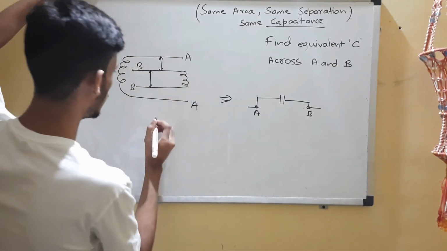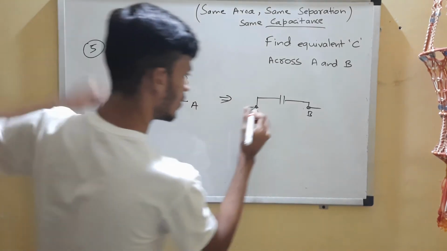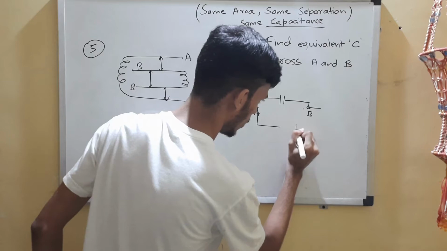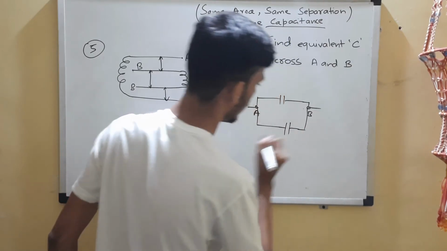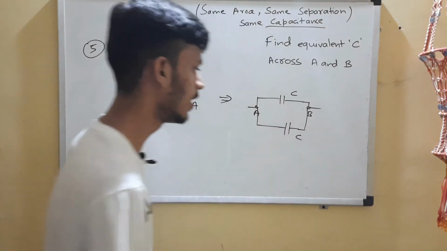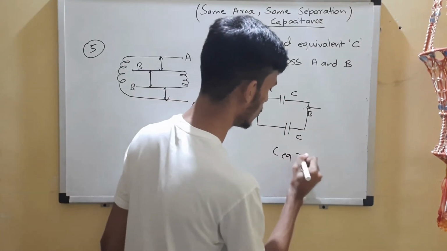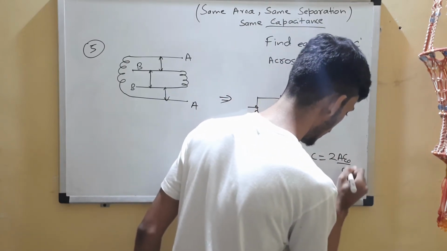Okay, let's come to this one. This one is between B and A. One plate is connected to B, one is connected to A. Again you can see the parallel combination of 2. Each of them has capacitance C. The equivalent in this case will be 2C, or simply 2A epsilon naught by D.